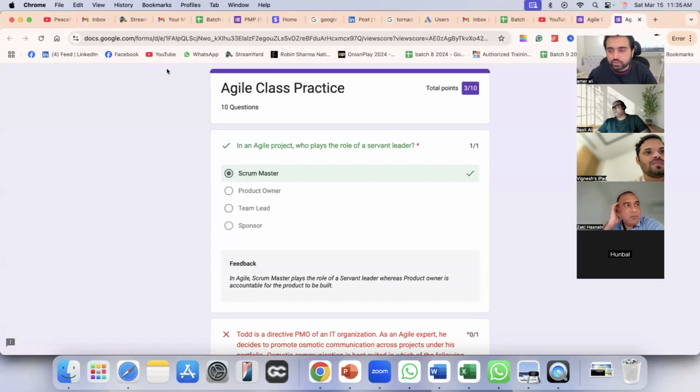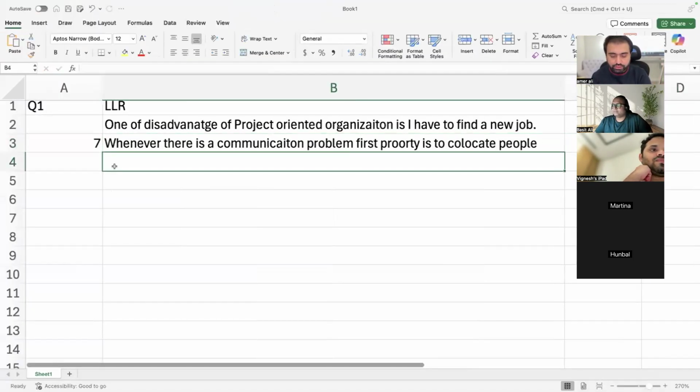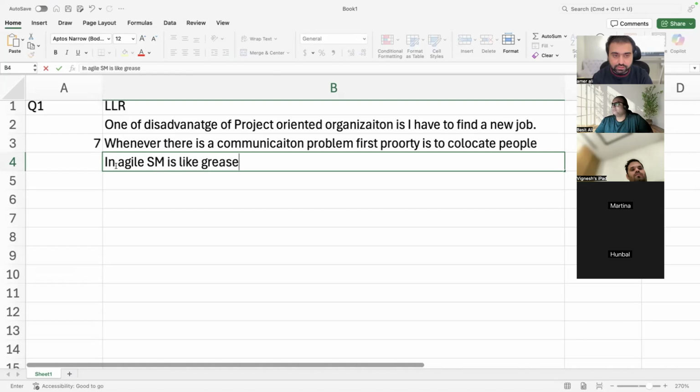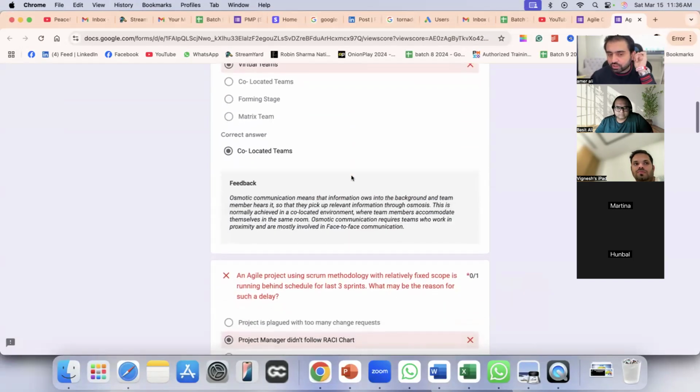So let's say you are done with the questions. Now the next step is to identify the lesson learned. These are some very basic questions, like: who plays the role of a servant leader? So the lesson learned I can put in Agile is that the Scrum Master is, for me, like grease between two wheels. Or you can put it as a facilitator. I'm just giving an example.